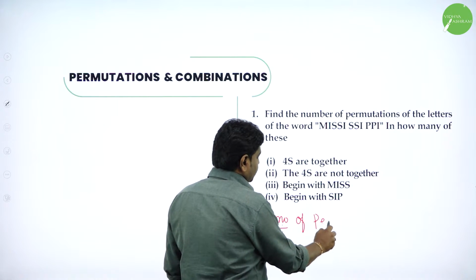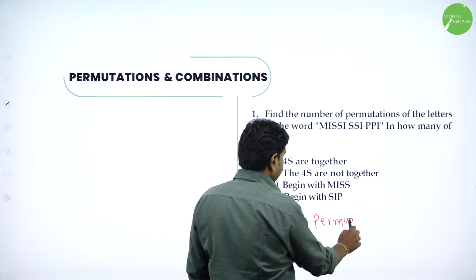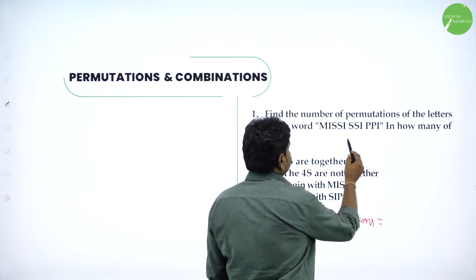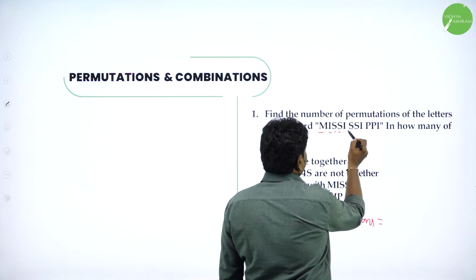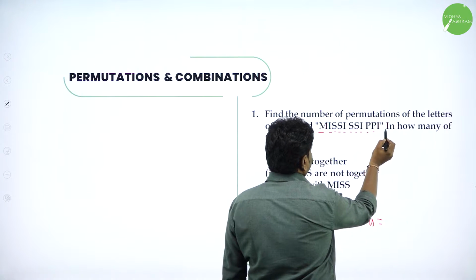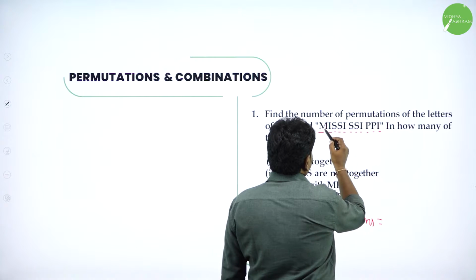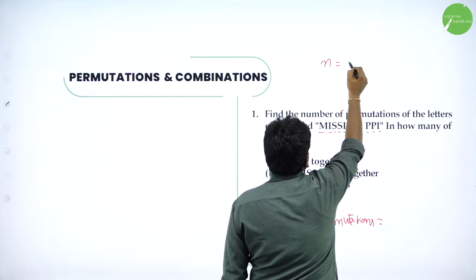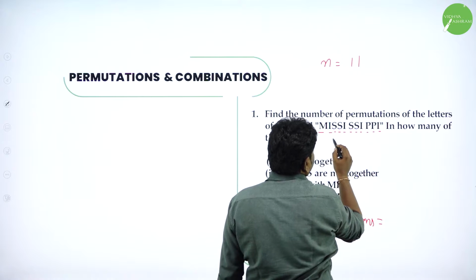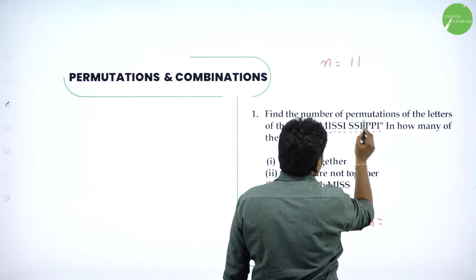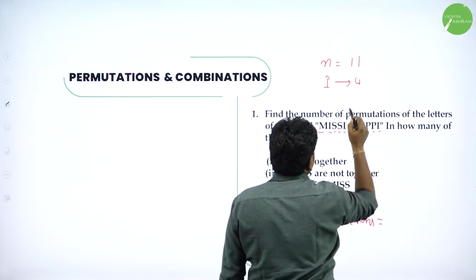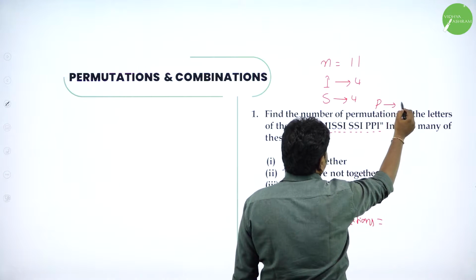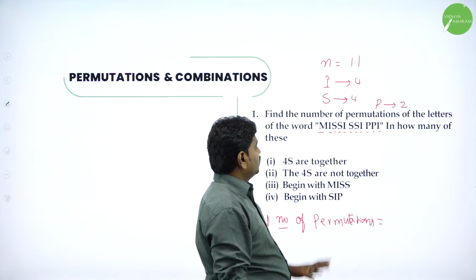Now the total number of permutations is simple. First, we'll calculate how many letters are there. So here, how many letters are there? 1, 2, 3, 4, 5, 6, 7, 8, 9, 10, 11. So in Mississippi, the number of letters is 11. In that, I occurs 4 times, and S is also repeated 4 times. P is also repeated 2 times. P occurs 2 times.